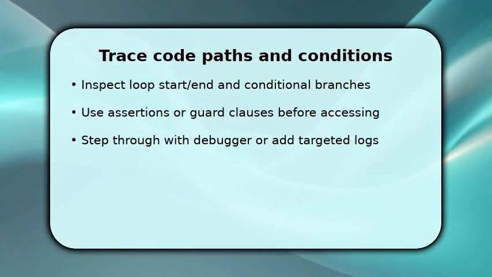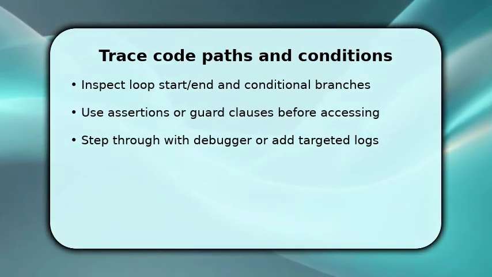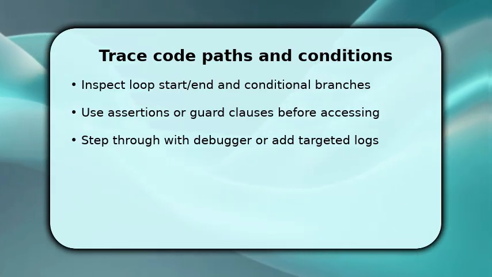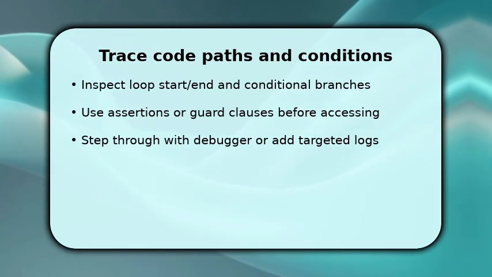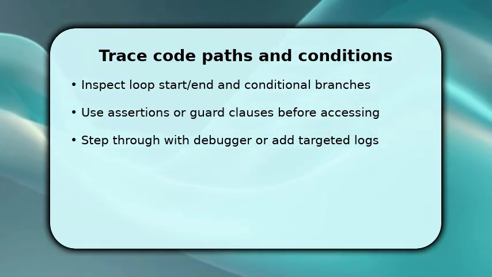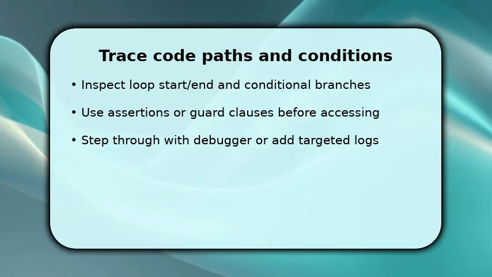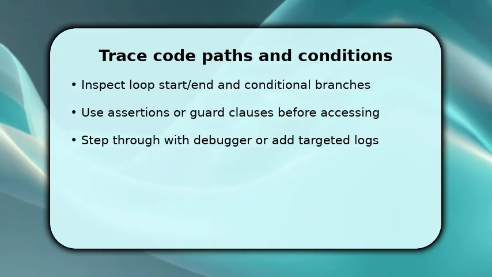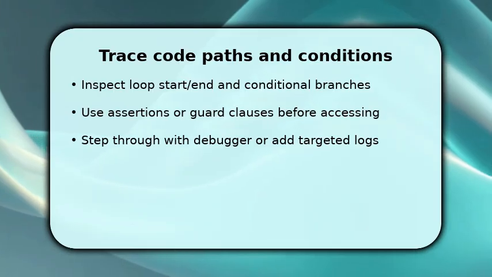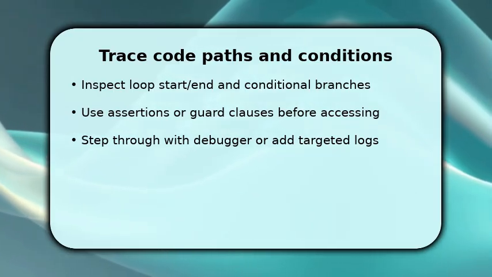You now trace code paths that reach the array access to find the logic flaw. Walk through loops and conditional branches and check any calculations that produce an index. Off-by-one or integer division errors are common. Once done, insert guard clauses or assertions that fail early if the index is invalid, and step through with a debugger or targeted logs to observe runtime values.